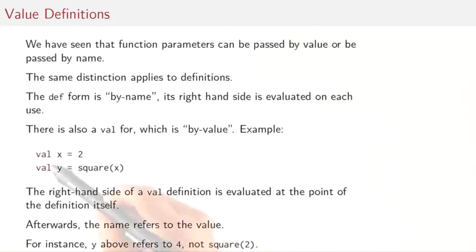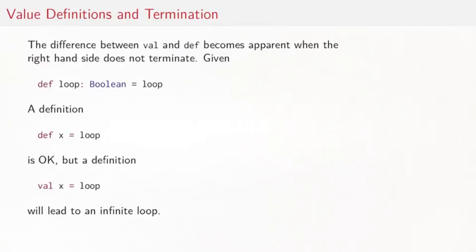For instance, if we write val x equals 2 and then val y equals square of x, then the square of x would be evaluated right here instead of when we first refer to the name y. So the right-hand side of a value definition is evaluated at the point of the definition itself, and afterwards the name refers to the value. So in our case, the y reference here would refer to the number 4, not to the expression square of 2. The difference between val and def as a definition form becomes apparent when the right-hand side does not terminate.